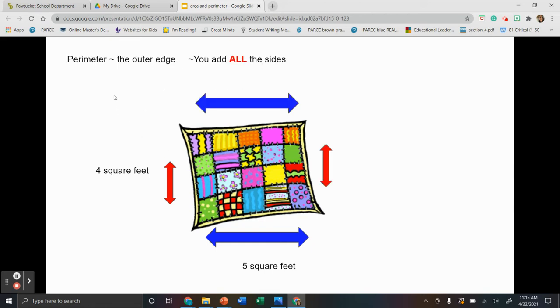Now, perimeter is the outer edge. So it's this yellow trim, okay? Remember, trim was one of our words. So you have to add all of the sides. A lot of times, when you're doing a problem, they may only give you 2 sides, okay? But this is a square quilt. And if they're only giving you 2 sides, we can assume that it's a square. So we have to add all the sides.